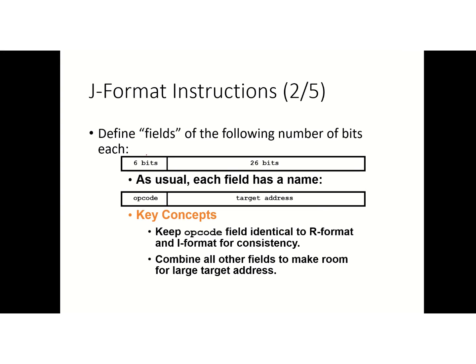So the J format only has two fields: opcode, which is 6 bits, and target address, which is 26 bits. The key concept is that we want to keep the opcode field identical to the R format and I format for consistency. So the important field is the opcode here, and the rest will be a little bit different compared to the I format and R format. We combine all other fields of the R format and I format to make room for a large target address.